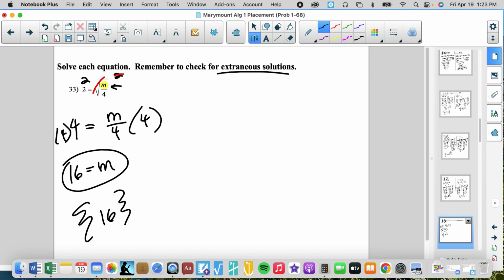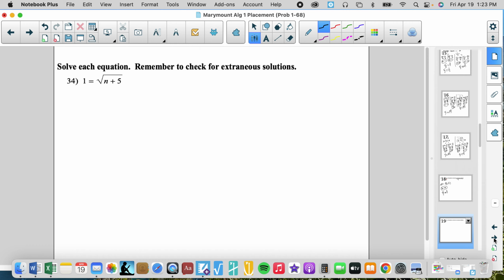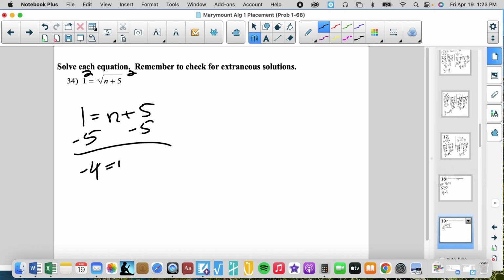We have to be aware of the situations like I just said. Is 0 in the denominator? Am I taking the square root of a negative number? Those are those extraneous, or it just doesn't work, right? So we're going to square both sides. We get 1 equals n plus 5, minus 5, minus 5. Negative 4 equals n. Now, if we plug in negative 4, that's going to give me the square root of 1, so that's fine. That's an acceptable answer.